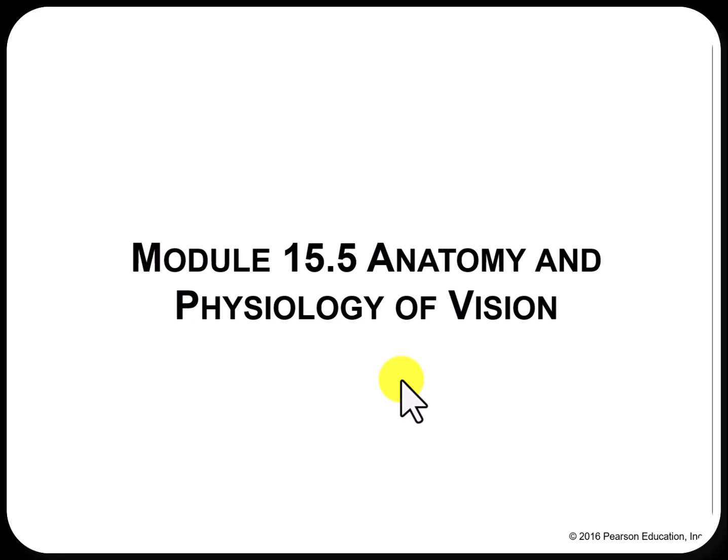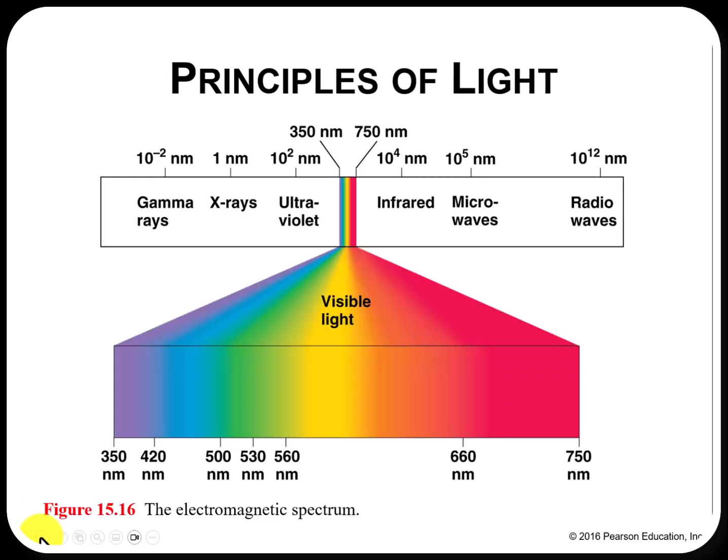All right, so for lecture 2, let's look at the physiology of vision. We will briefly go over the anatomy, but we will do the detailed anatomy in lab. So the human eye can see the visible light spectrum, and the visible light spectrum runs from about 350 to 750 nanometers, so it's a fairly narrow range of wavelengths of light.